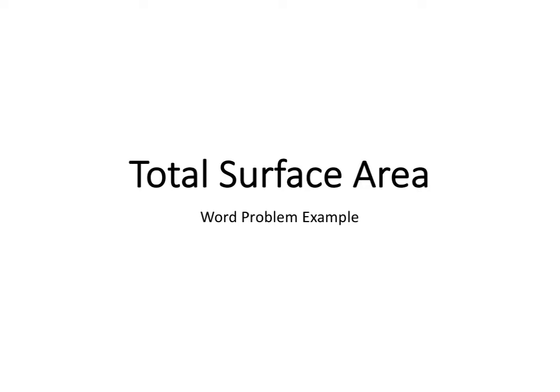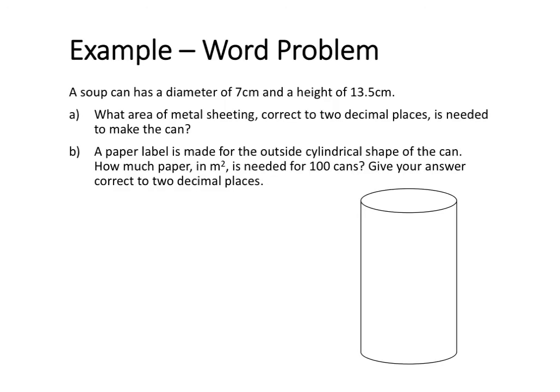In this video, we're going to have a look at how to solve a word problem involving total surface area. So the question tells us we have a soup can that has a diameter of 7 centimeters and a height of 13.5. Part A wants to find the area of the metal sheeting, correct to 2 decimal places, that will be needed to make the can.